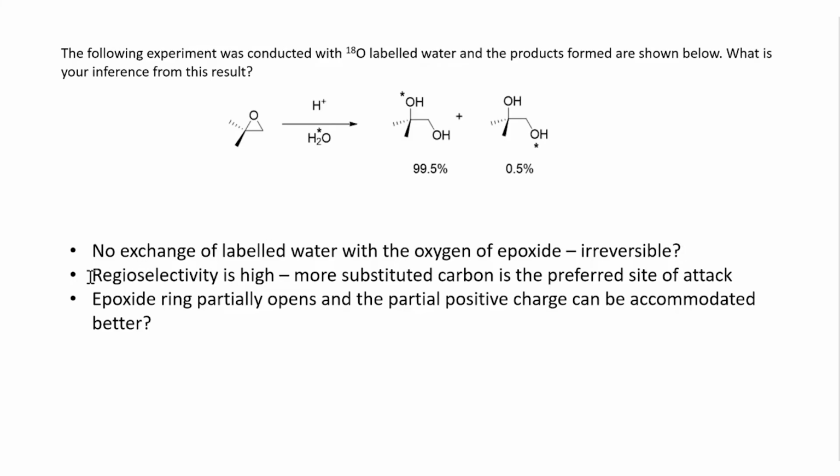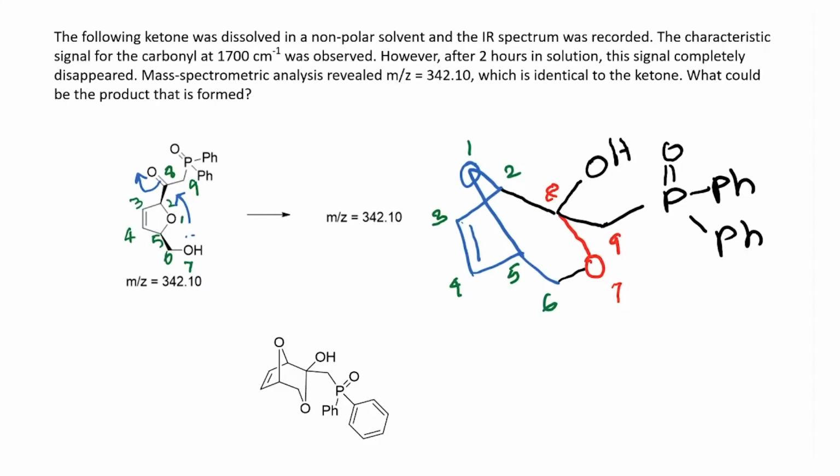The second inference is that the regioselectivity of this process is quite high, and the more substituted carbon is the preferred site of attack. The way we might reason this out is that the epoxide ring maybe partially opens up, and there's a partial positive charge on this epoxide ring after protonation, and that positive charge is better accommodated in the more substituted carbon, and therefore that becomes the site of attack of water. Okay. Now let's move on to the next question.